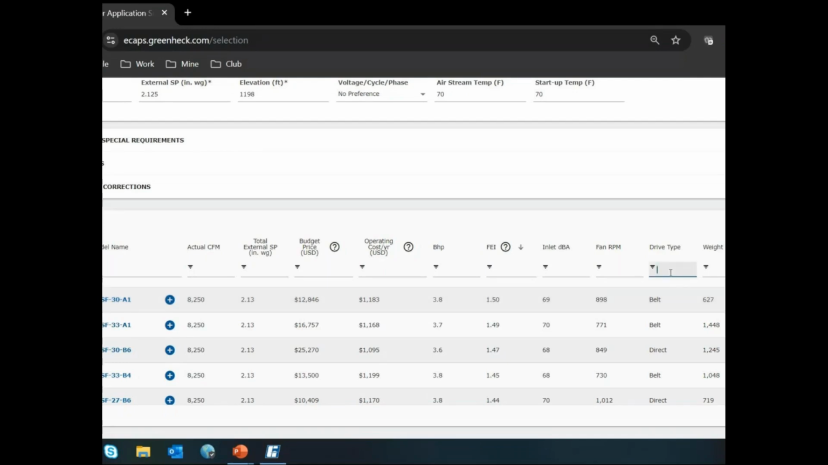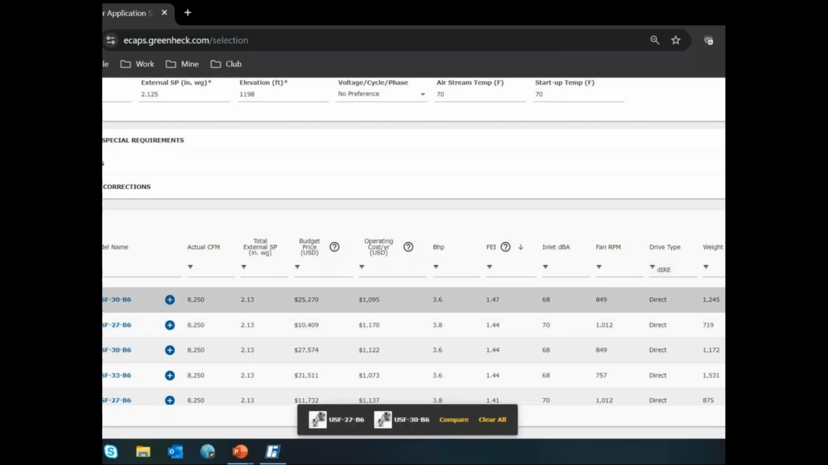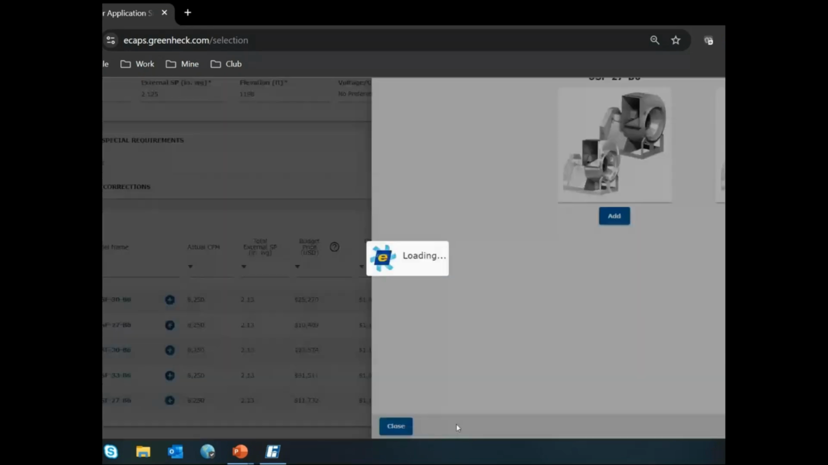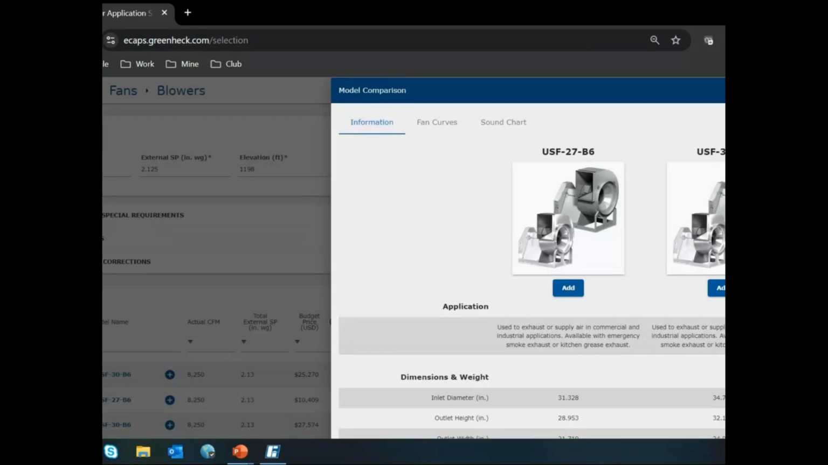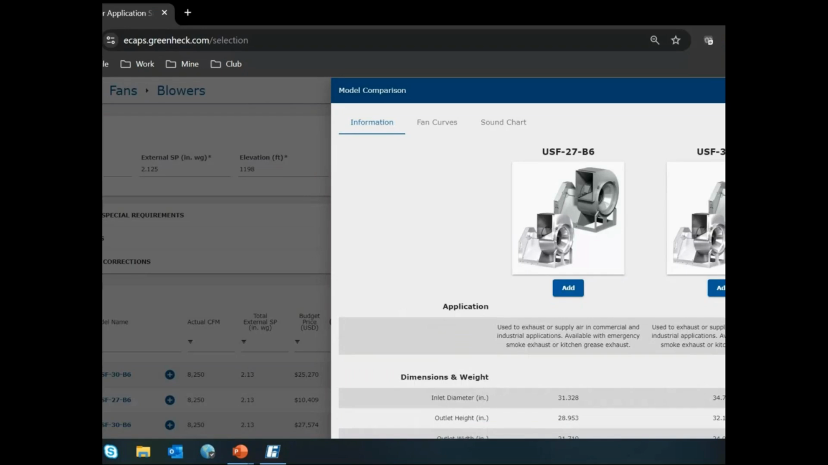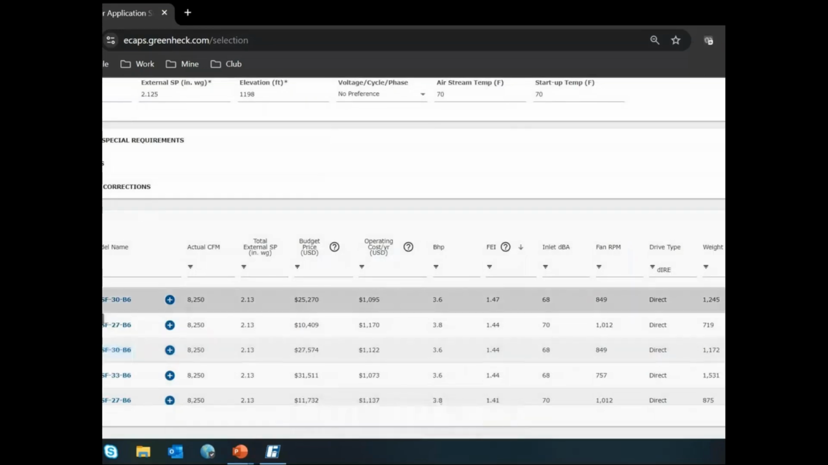In my selection here, I'm going to say direct only, and efficient, and okay, this USF 30 B6. By the way, you can do all kinds of cool stuff here. I am being very quick. I could select several of these fans and show compare, and it compares the fan curve, size, weight, cost, sound. So you have all these different tools to help you make a good decision, right? But what I am going to do is pick this fan right here.